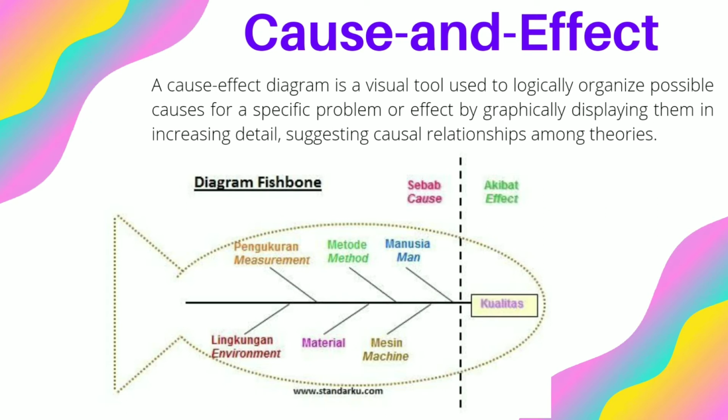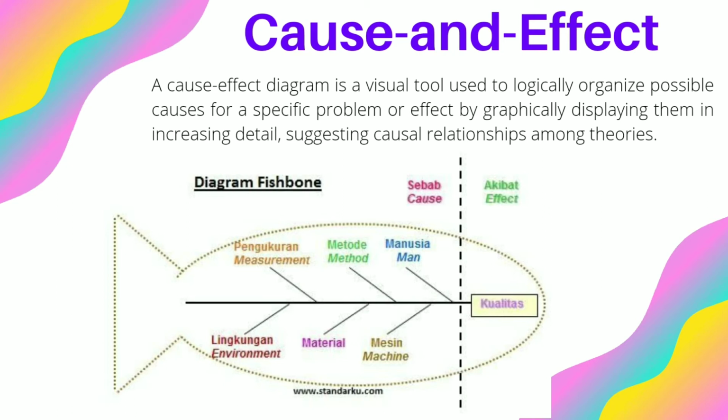First, the part in the fish head. In this part, you write the problem or topic to be analyzed, or to find out the cause of the problem. For example, as we can see in the picture, the topic discussed is the quality of industrial processes in manufacturing plants. This topic will be influenced by the causes that will be written in the fishbone section.